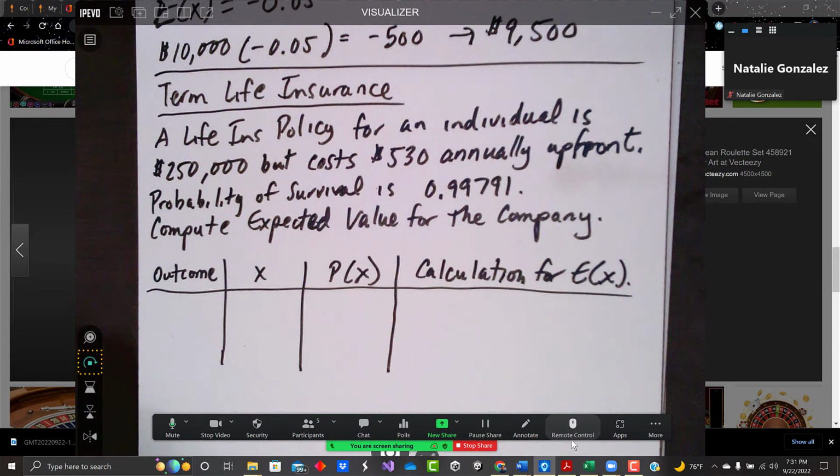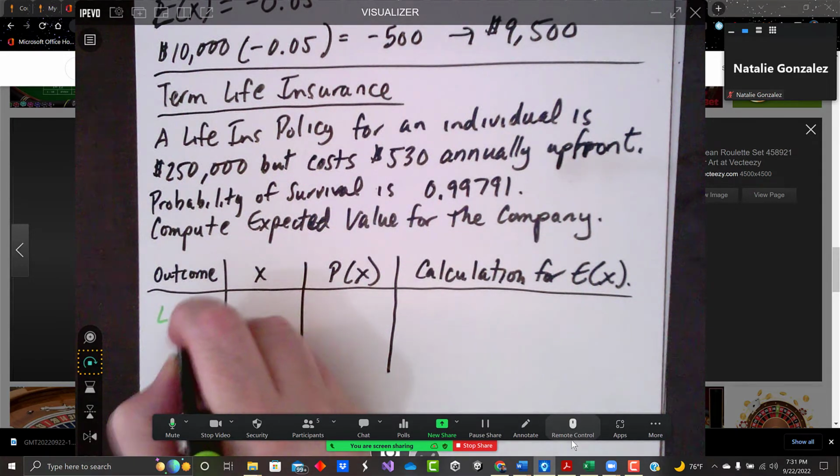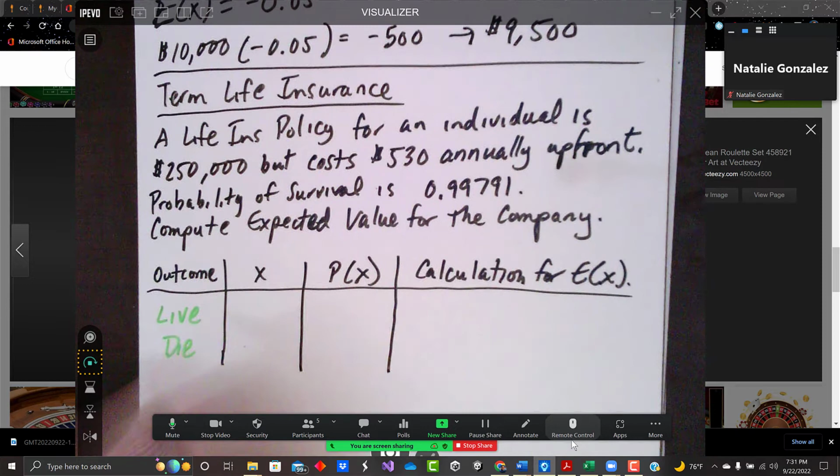What two outcomes can happen from the life insurance company's perspective? People either live or die. That's fantastic. That's exactly what I'm looking for.